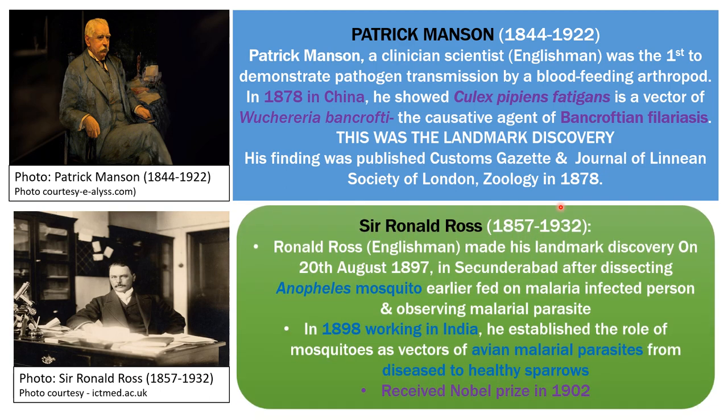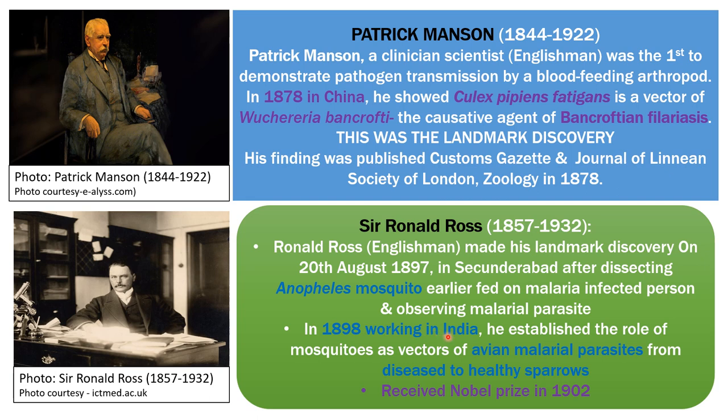Then, blessed with the guidance and mentoring of Patrick Manson, Sir Ronald Ross developed the curiosity to find out the secret behind malarial disease and made his landmark discovery on 20th August 1897 in Secunderabad, India, after dissecting an Anopheles mosquito that was earlier fed on a malaria-infected person, and observed the malarial parasite in the mosquito's midgut.